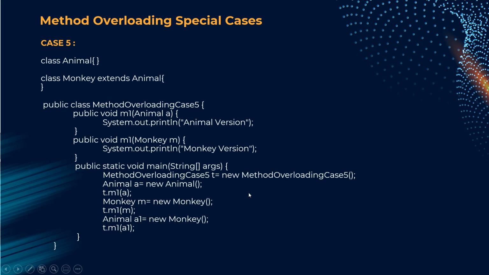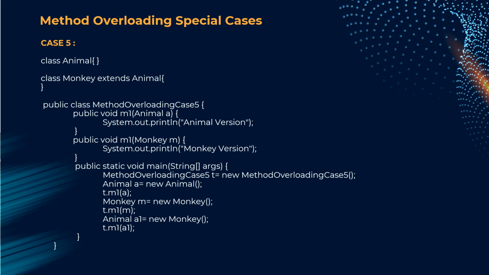So if we create an animal object, Animal a is equal to new Animal, and t dot m1 of a, obviously as we are passing an Animal parameter, the Animal version will be called. The same will happen with the Monkey parameter, so the Monkey version will be called. And for the last one there is some confusion. Which version will be called?